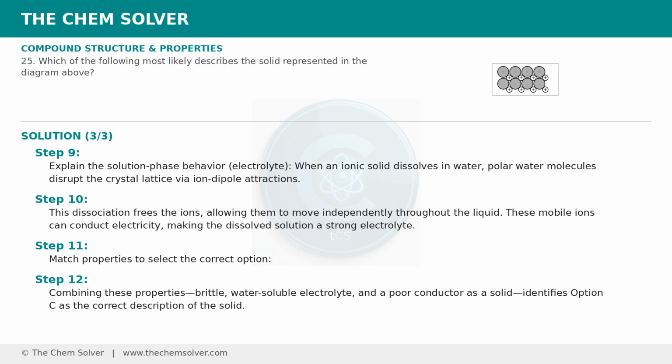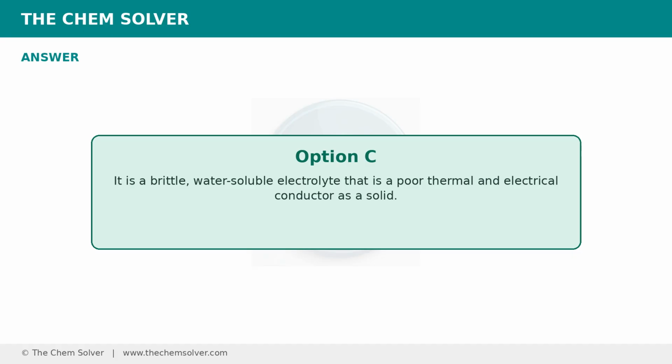Match properties to select the correct option. Combining these properties, brittle, water-soluble electrolyte, and a poor conductor as a solid, identifies option C as the correct description of the solid. The correct answer is option C. It is a brittle, water-soluble electrolyte that is a poor thermal and electrical conductor as a solid.